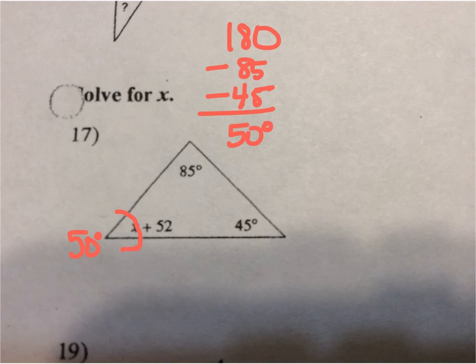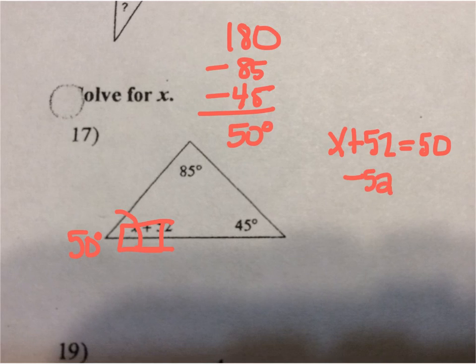Now, since it also equals the x plus 52, so x plus 52 will equal the 50 degrees as well. Both are representing the same angle. So we will subtract 52 from both sides, and then x will equal negative 2.